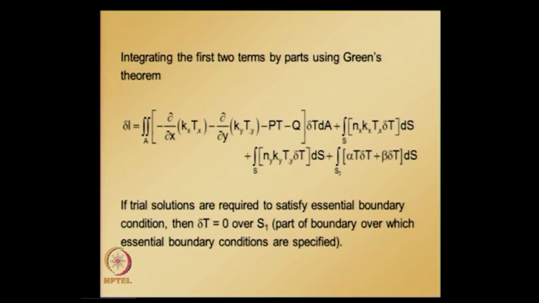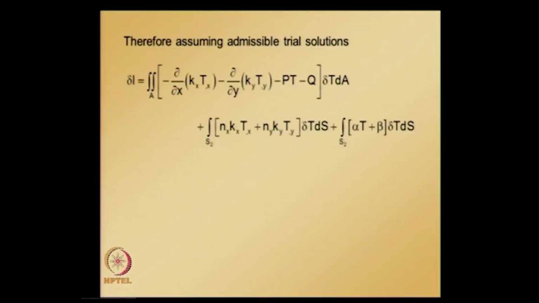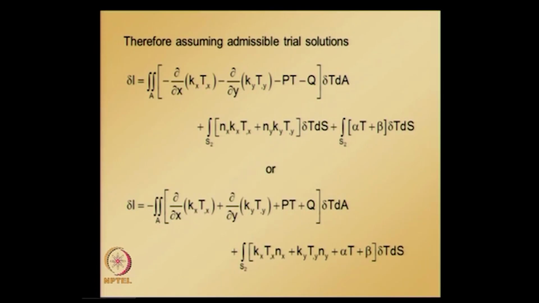So, to simplify this variation of I equation, further we apply this condition, since boundary S comprises of S1 plus S2 and on S1 variation of t is equal to 0, because S1 is the part of boundary over which essential boundary conditions are specified. So, based on this requirement, this equation of variation of I can be further simplified. Therefore, assuming admissible trial solutions, the previous equation of variation of I simplifies to this, which can be further rewritten in this manner.